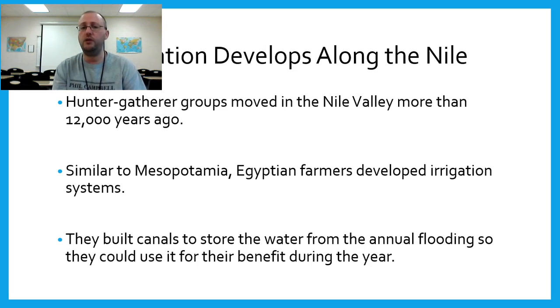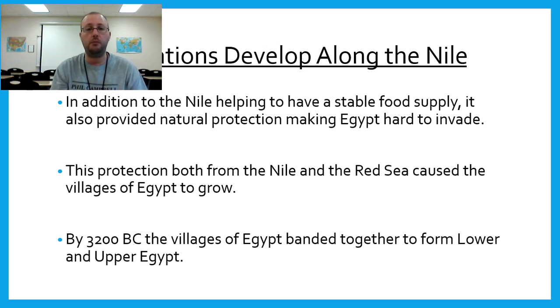Hunter-gatherers moved into the Nile River Valley more than 12,000 years ago. Similar to Mesopotamia, they developed irrigation systems like canals to control the flow of water so it wouldn't destroy their land. They built canals to store water from the annual flooding so they could use it to their benefit during the year.